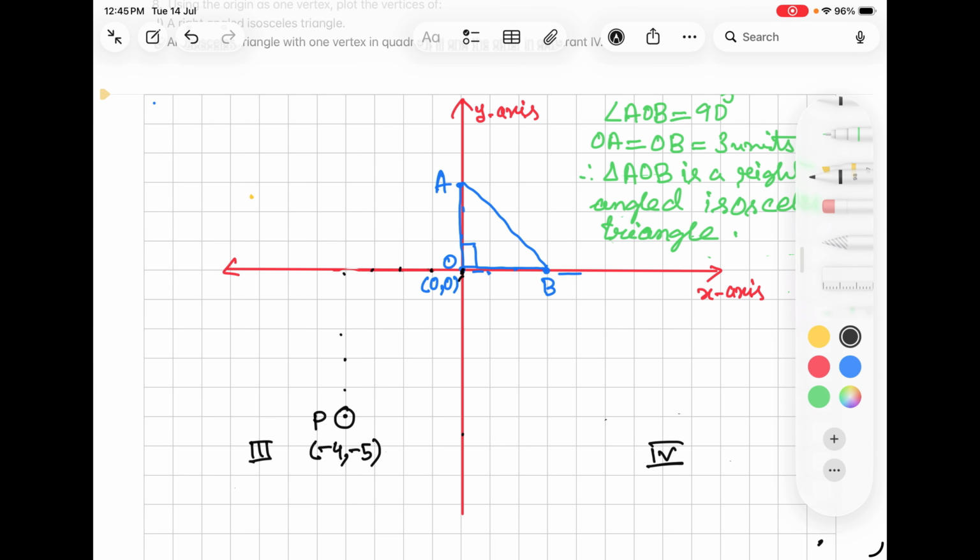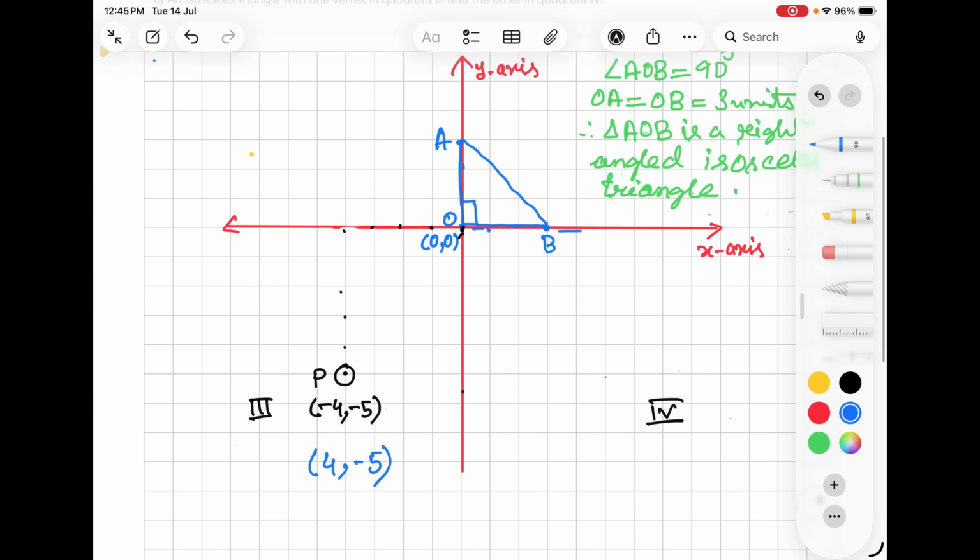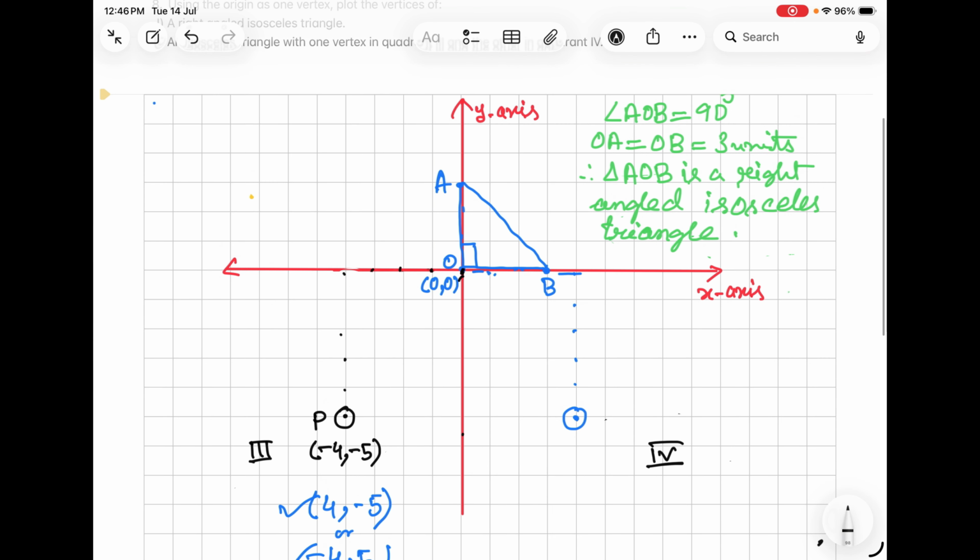What is the mirror image of minus 4 and minus 5? It is 4, minus 5. It could also be minus 4, 5, but since the vertex should be in the fourth quadrant, it should be 4, minus 5. In that way you can judge. So let's plot it: 1, 2, 3, 4, 5 and 1, 2, 3, 4, 5. So here is the third vertex of the isosceles triangle. Now join these three points.